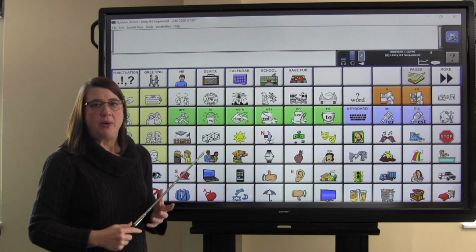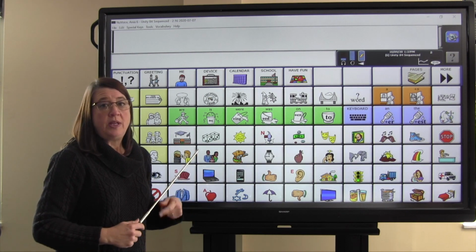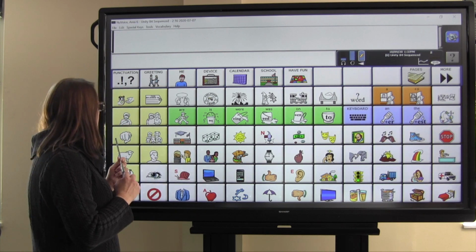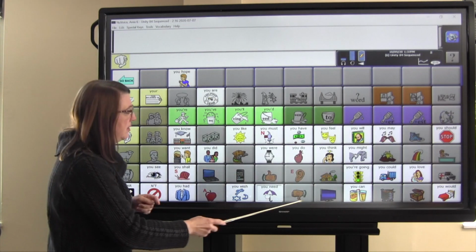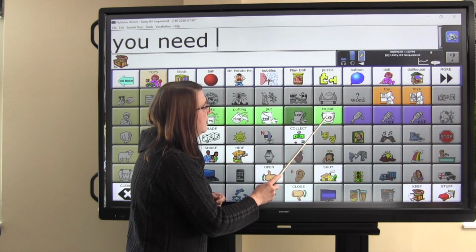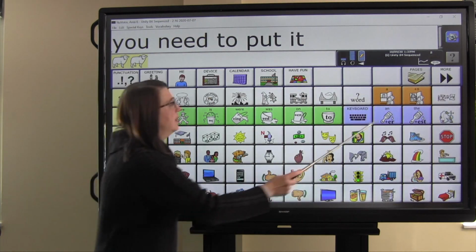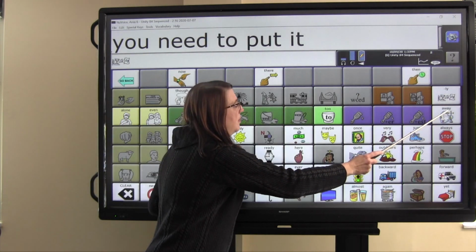Or you may remember that we put things in a chest. Let's say you need to put it away. So you need, here's our chest for put, to put it away.